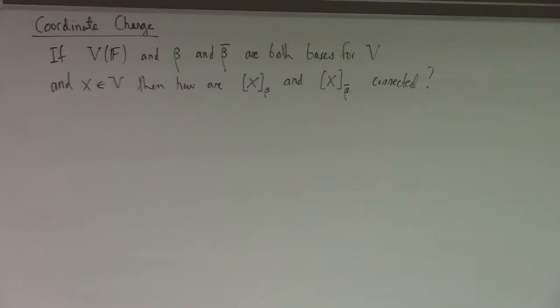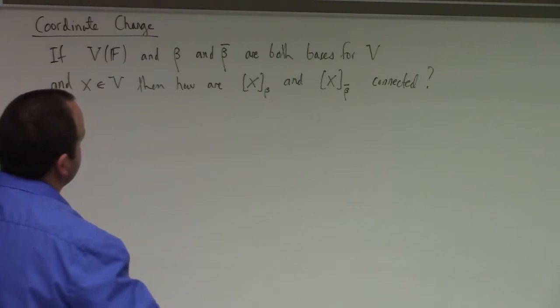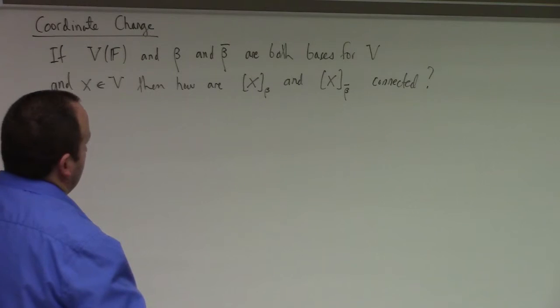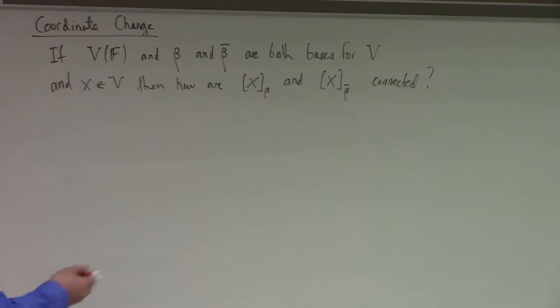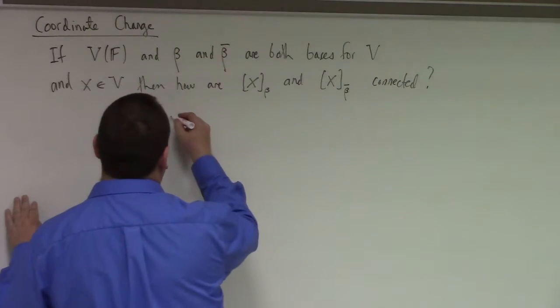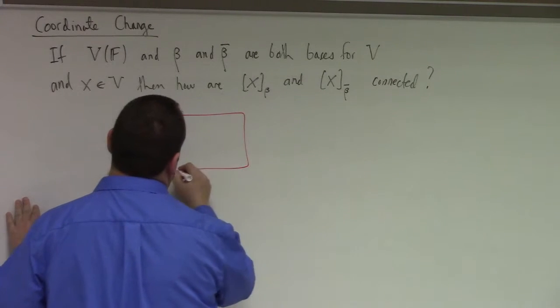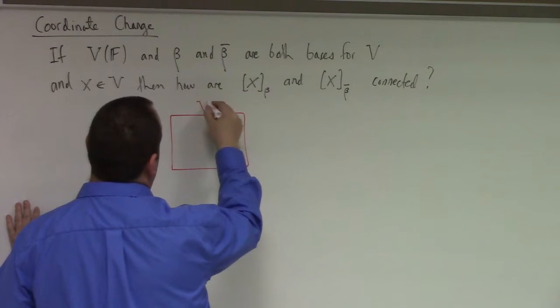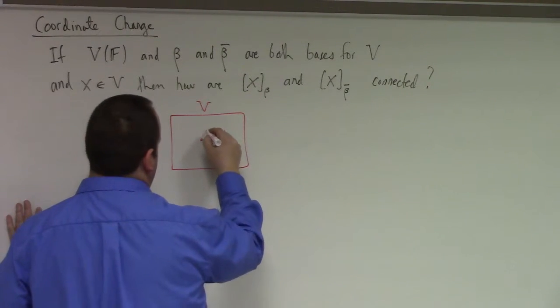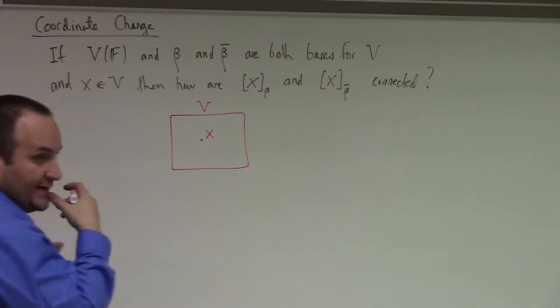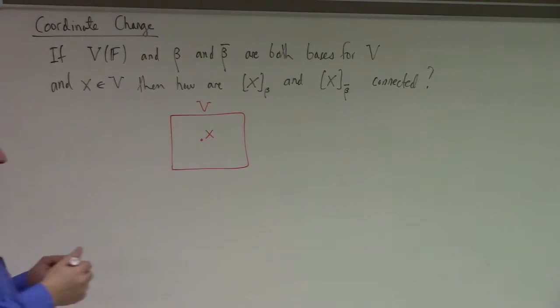Okay, that's the question. And so you're starting to draw a picture. Maybe a picture will guide our thinking. So here's the vector space V up here. Here's a vector in it. Let's call it X. All right. And I want to say X is equal to what?